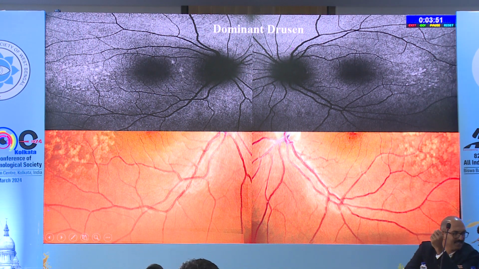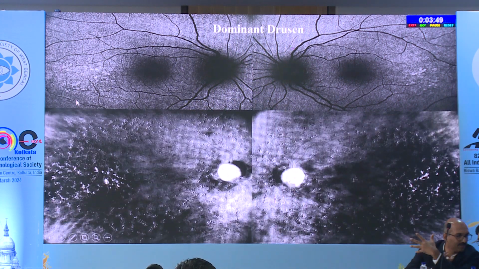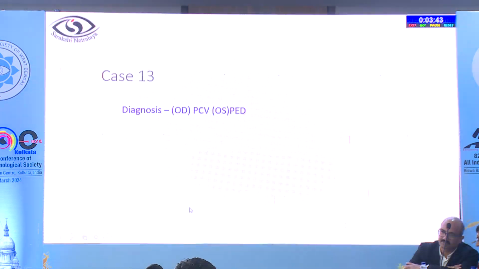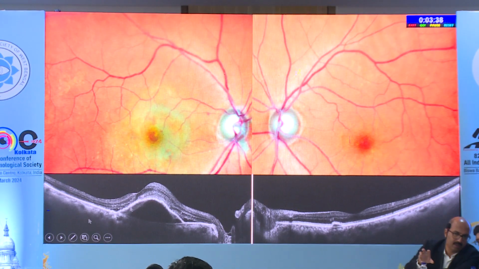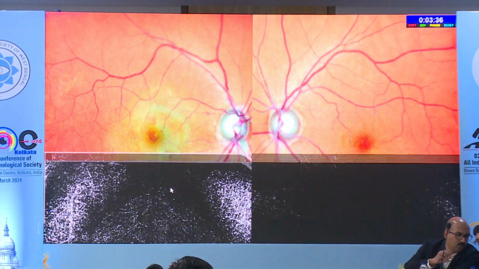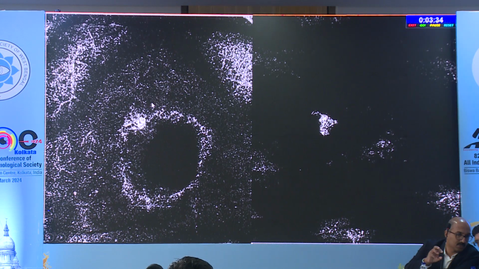On FAF, yes, only the lesion is seen temporal to the fovea, but on the retro mode, besides this, the whole of the posterior pole is full of drusen. A case of PCV: when we did it, there was fluid on the color photo and the OCT. OCTA picked up the lesion.